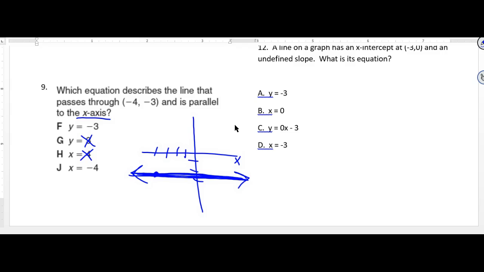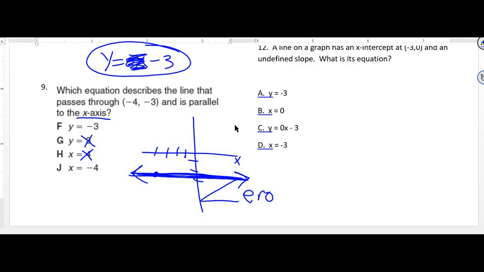I know the slope of a horizontal line is 0. So it's going to be y equals mx plus b form, with y equals 0x minus 3, where -3 is my y-intercept. 0x goes away. There's my equation. I already know the answer is going to be F.